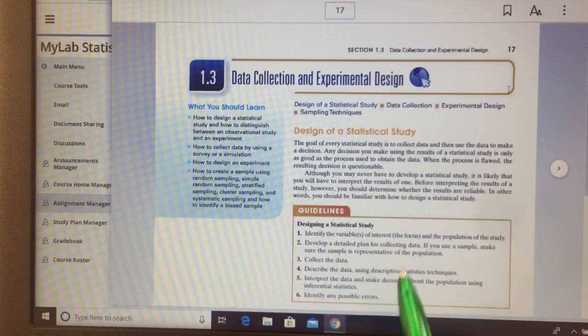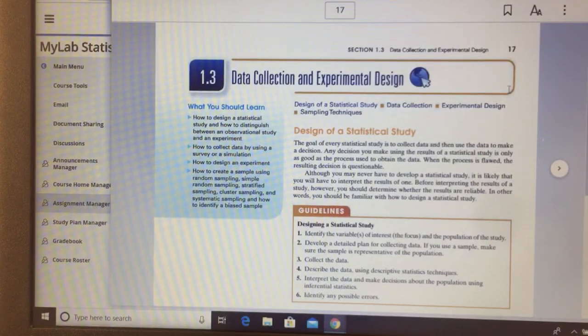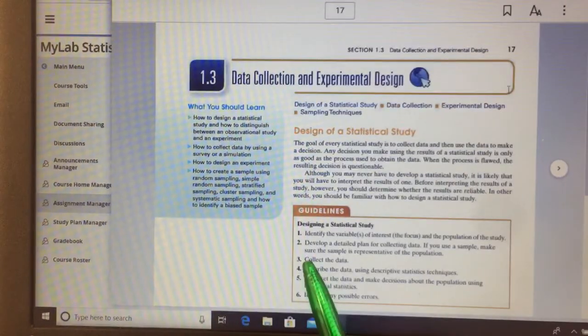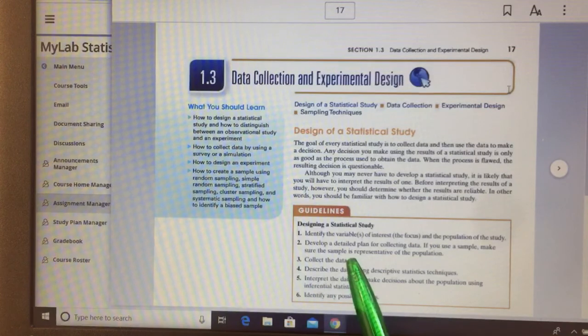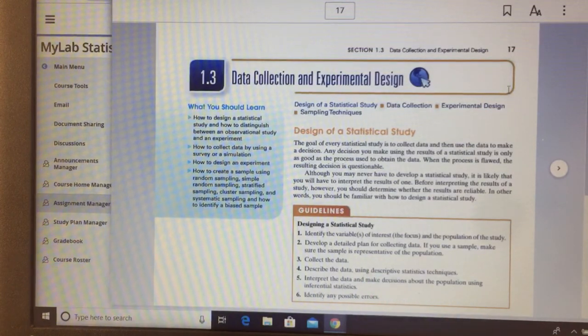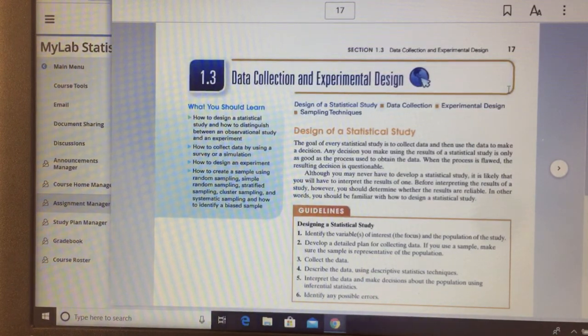The variables of interest might be like the school lunch. Is that what you're looking at? Or are you looking at their study, how much their studies are getting completed? Number 2, develop a detailed plan for collecting data. Collecting data, that's one thing we're going to look at in here. It's important to collect data appropriately for your study.